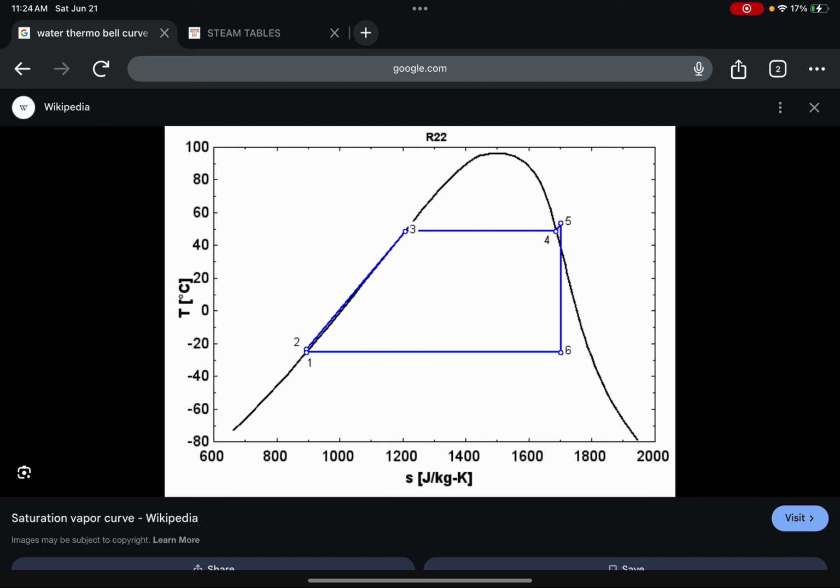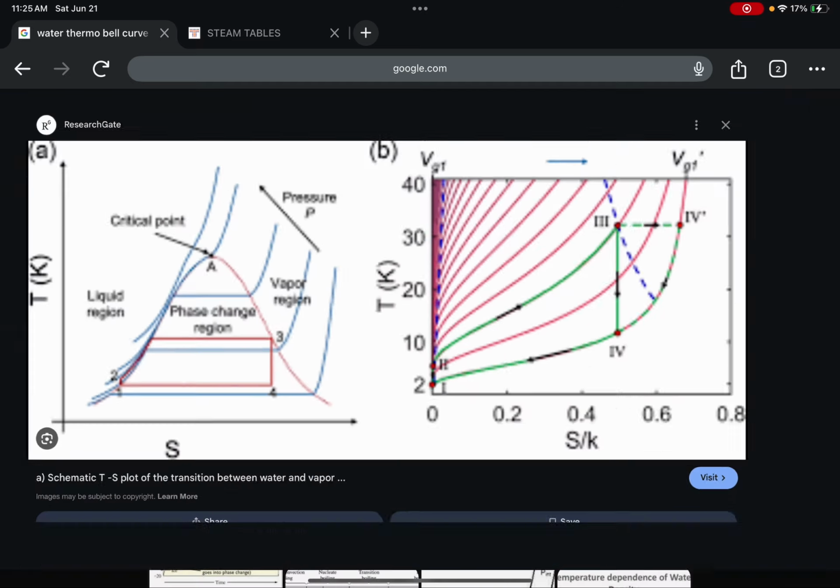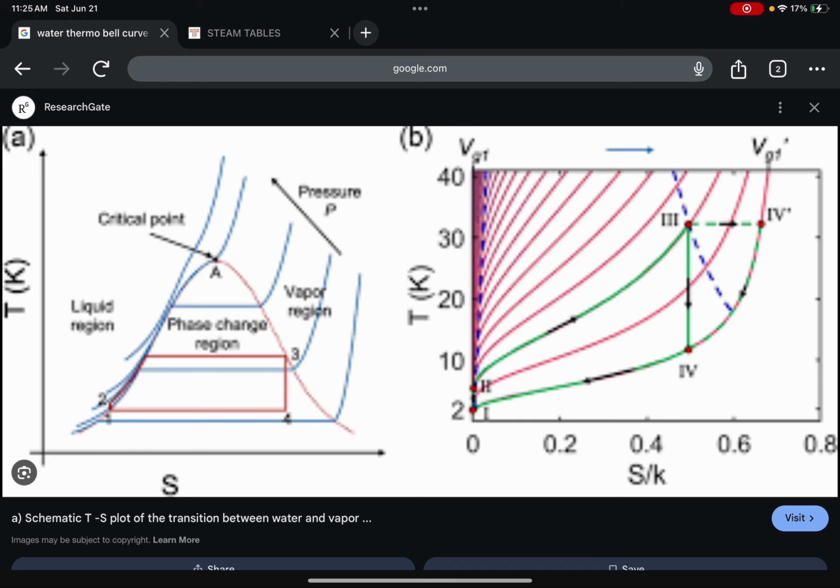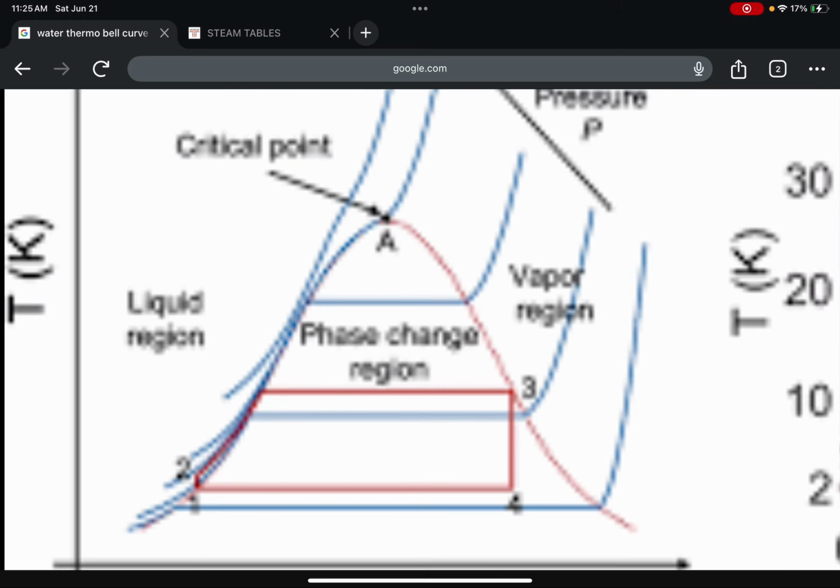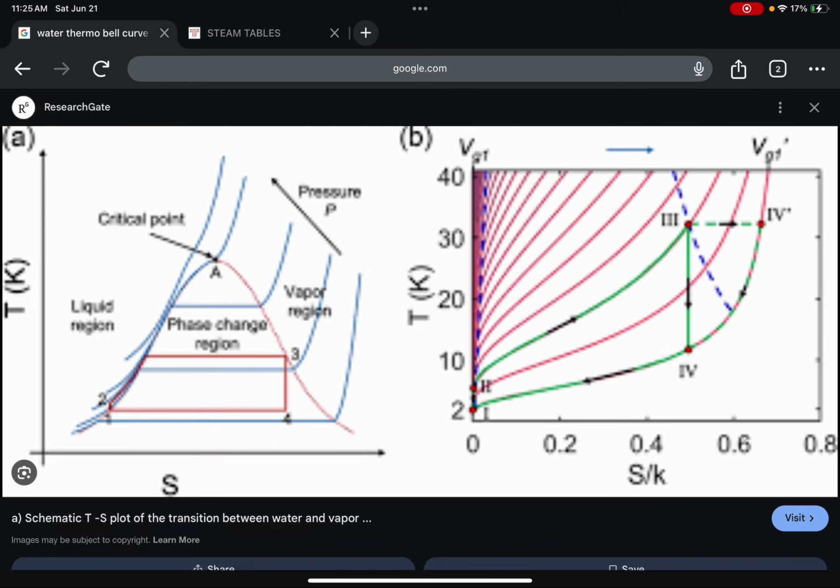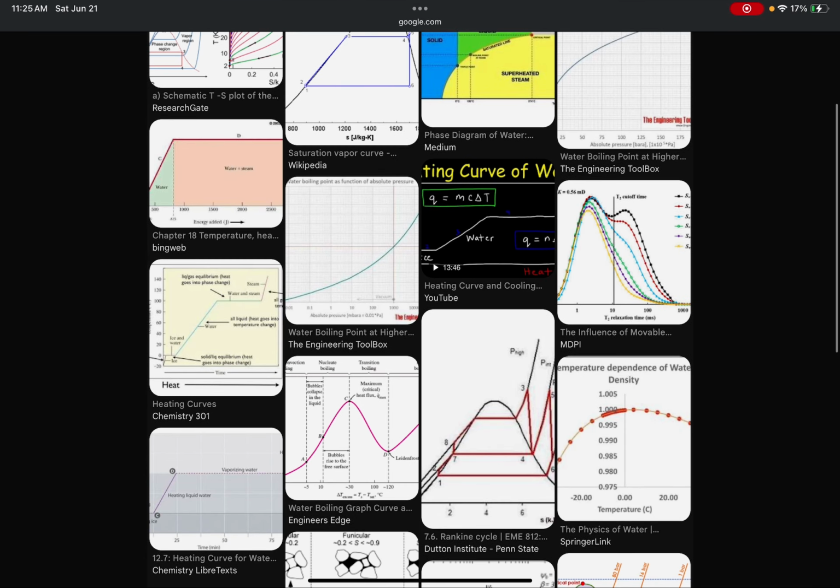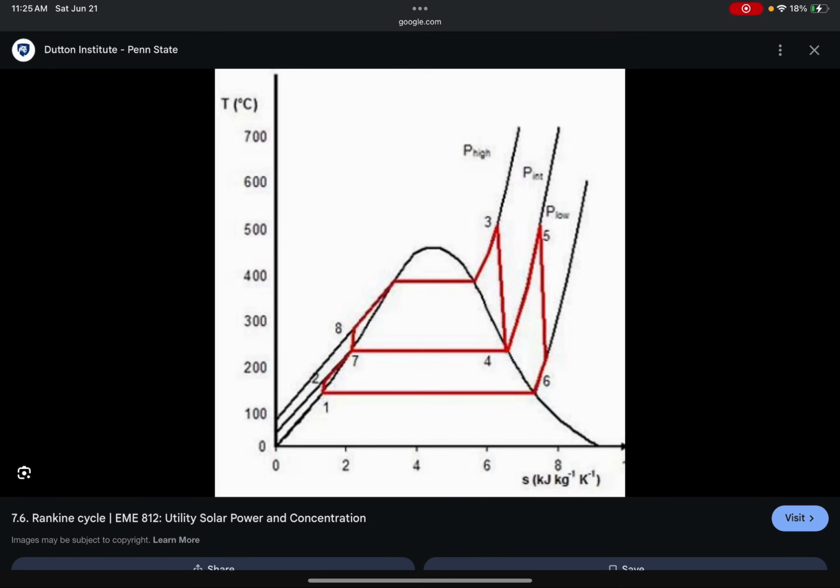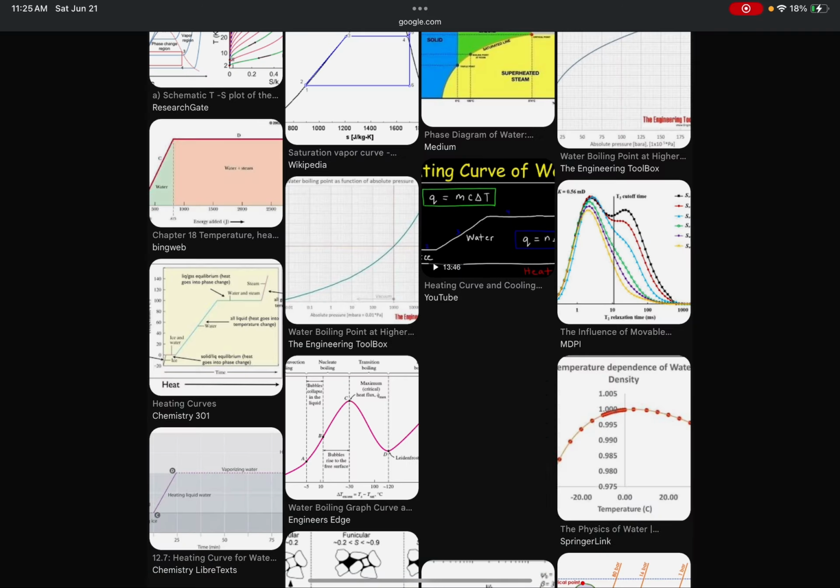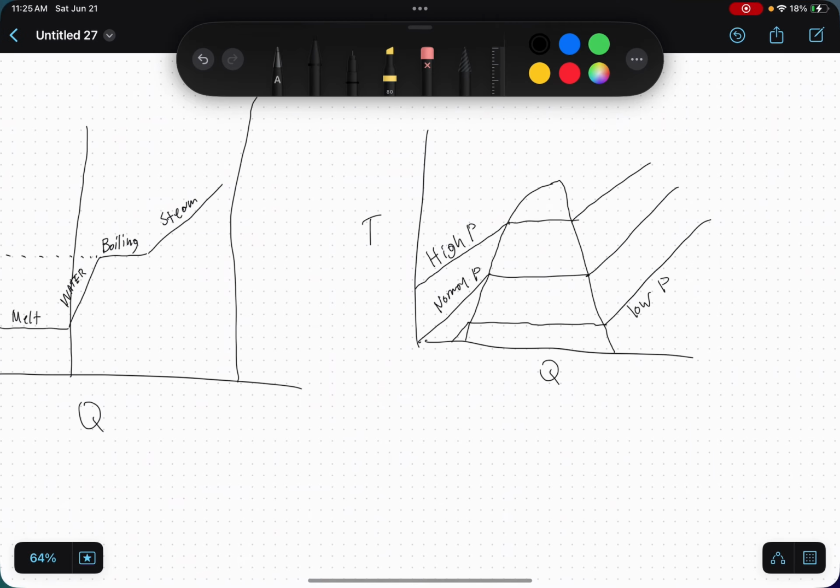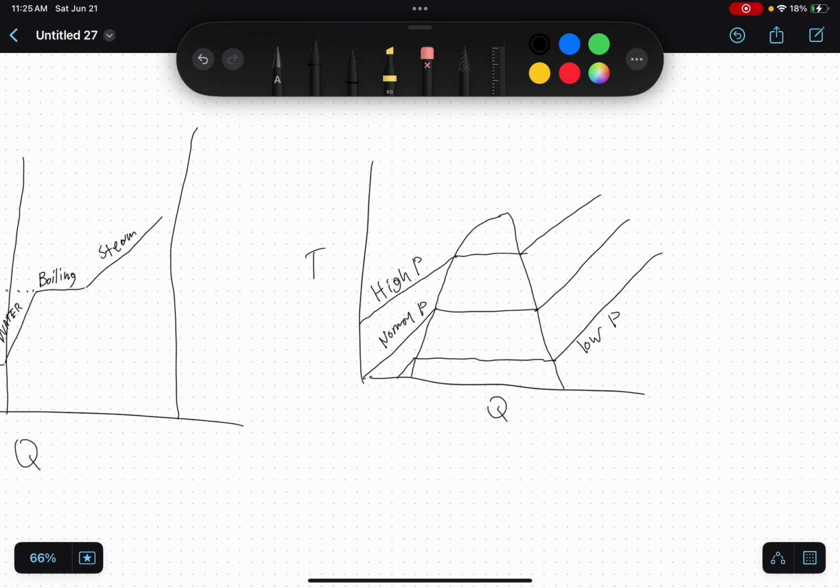So you can see this is a temperature versus, well, it's T versus S, but it's the same idea. You can see the different pressures. You can see the bell shape. Where's one with a bell? Yeah, here we go. P low, P high. There. So that's literally it. That's what that chart is telling you. Okay.